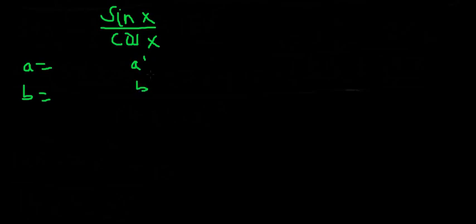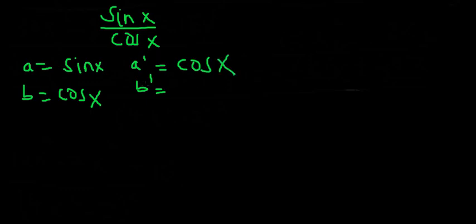So we can also look at another example. Sine x over cosine x. Let's find the derivative of this using the quotient rule. So we need to identify a, we also need to identify b, we need to identify a prime, and we also need to have a b prime. So in this case, a is sine x, b is cosine of x, a prime will be cosine of x, and then b prime will be negative sine of x.